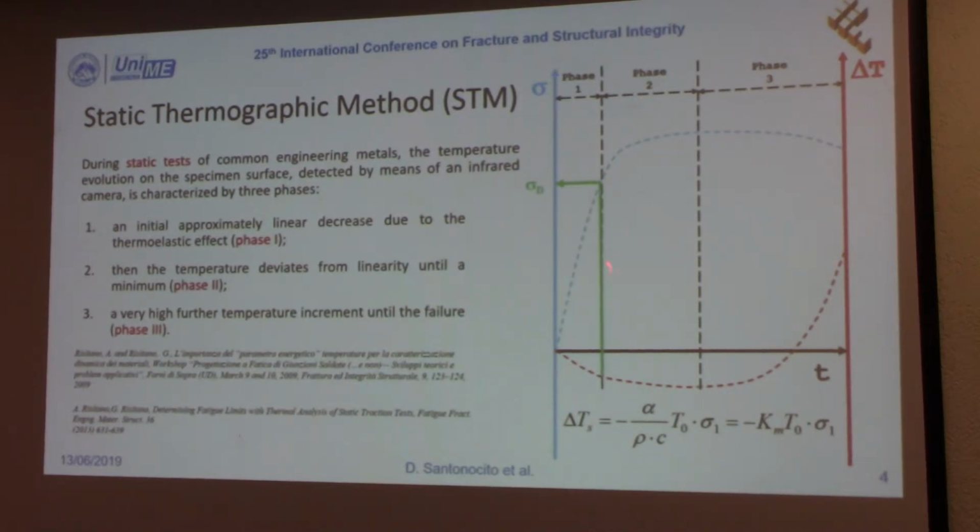And it is important to note that the change between the phase 1 and phase 2 can be related to a stress level that we can assume as a sigma of damage, that introduces in the material a damage mechanism such that however we load the specimen, it will break. So it is the first microplasticity induced in the material.